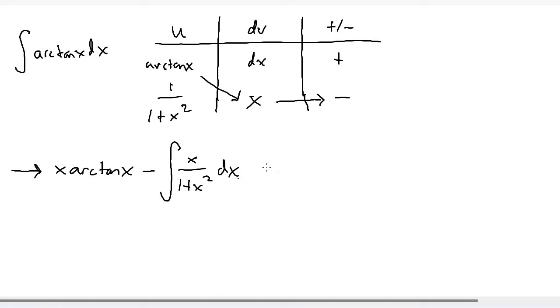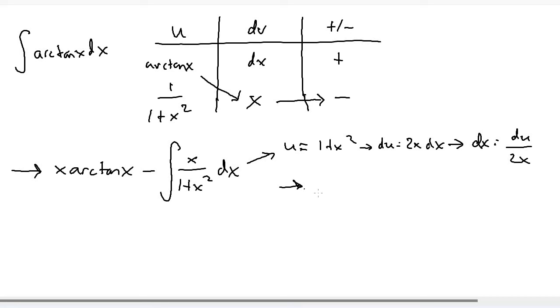And this is actually pretty simple because here we can just use u sub. So if our u, we can make our u 1 plus x squared, which would make du equal to 2x dx. And then if we divide over the 2x, dx is going to equal du over 2x.